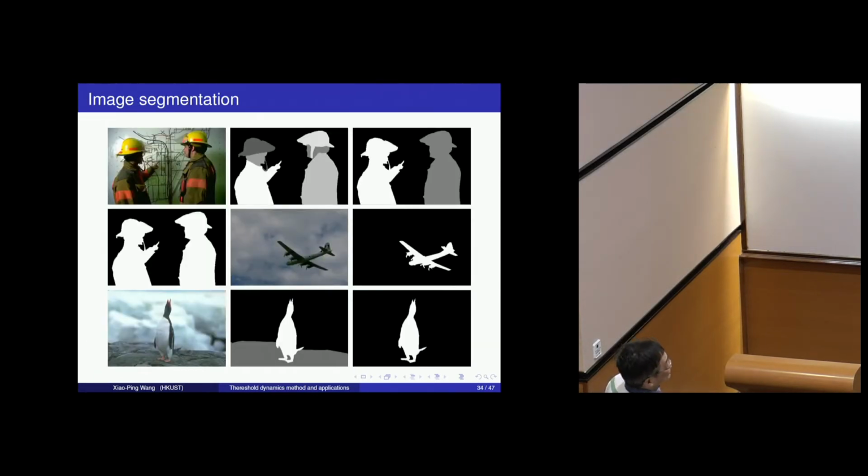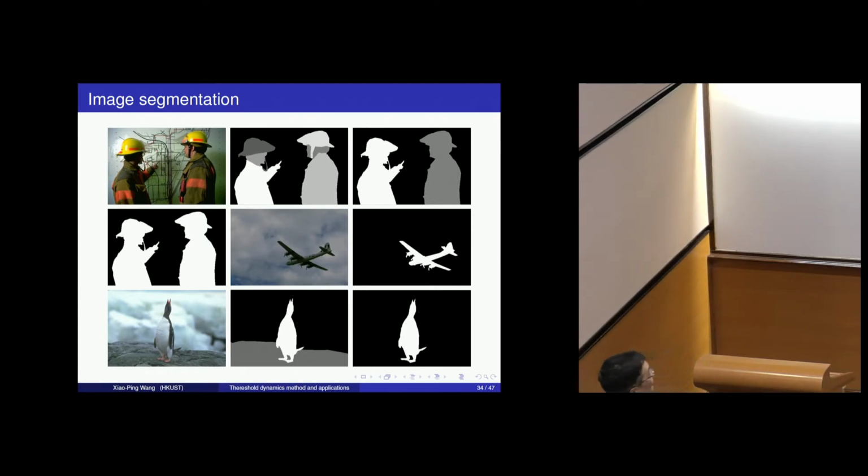Now I want to mention some applications for image segmentation. Image segmentation means that I give you an image, then you want to identify objects in the image, right? So identify the boundary of the object. So it's an interface problem. Like in this case, eventually you want to identify the airplane or a person, and so on. So again, it's an interface problem.